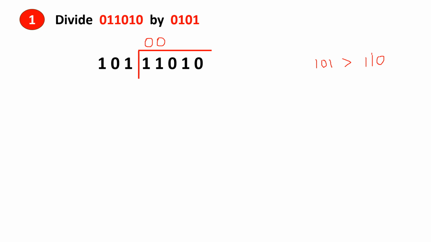In this case, 101 becomes less than 110. So the divisor becomes less than 110. So in this case I put a 1 in my quotient part. Now I'll multiply 1 into 101. When 1 is multiplied with 101, we get 101.